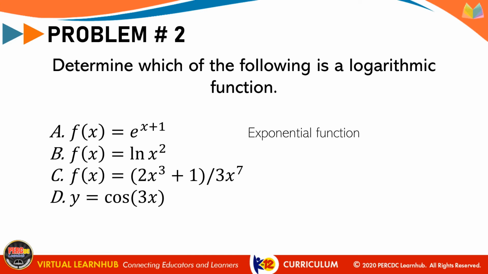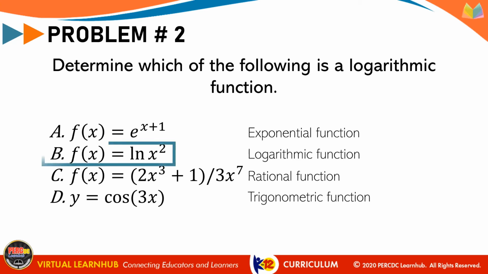Letter A is an exponential function. Letter C, due to the division sign, is a rational function. Letter D is a trigonometric function. And lastly, letter B is our logarithmic function. Remember that ln is a logarithmic function with base e.